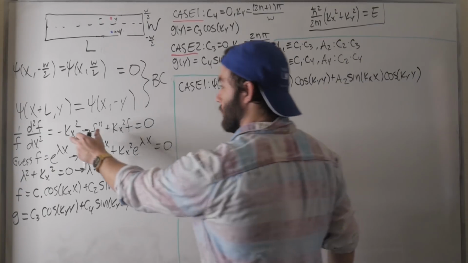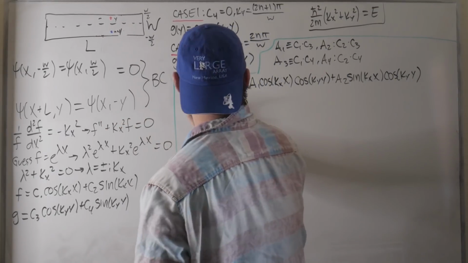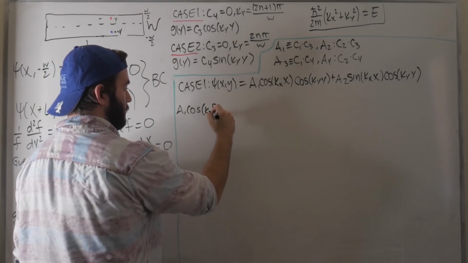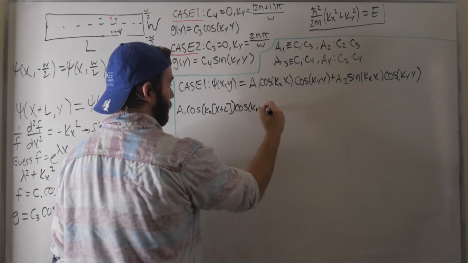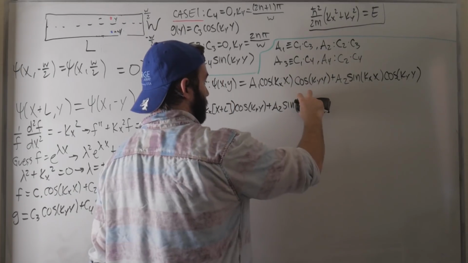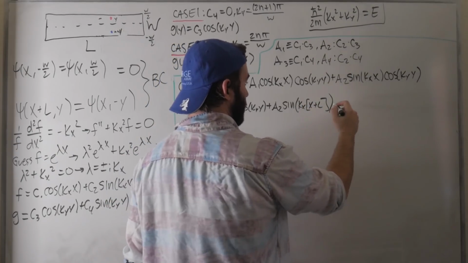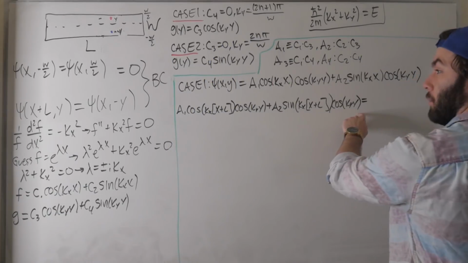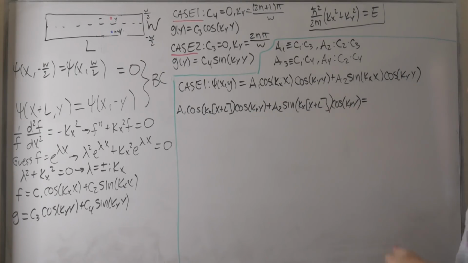So this is what we need to impose these boundary conditions for. So let's go ahead and do that now. For these boundary conditions, we have a1 cosine kx (x plus L) cosine ky y plus a2 sine kx (x plus L) cosine ky y is equal to, well, now it's just the x at minus y, but for our minus y, we're plugging that minus y into cosines, so nothing changes.